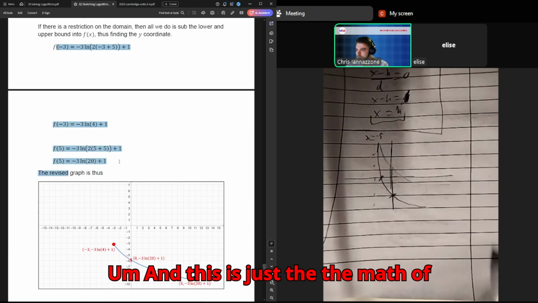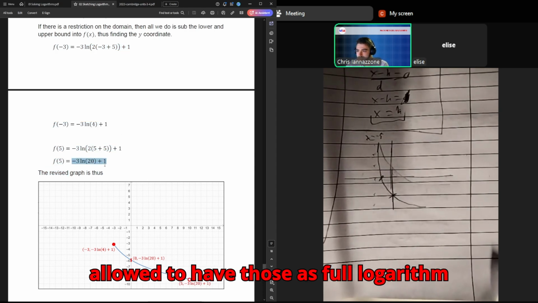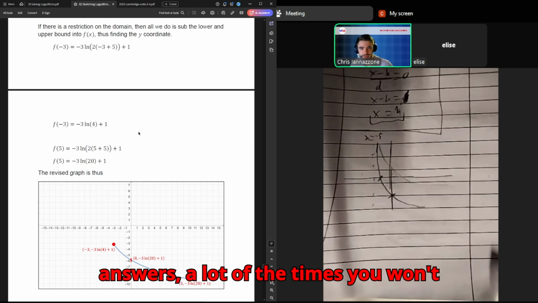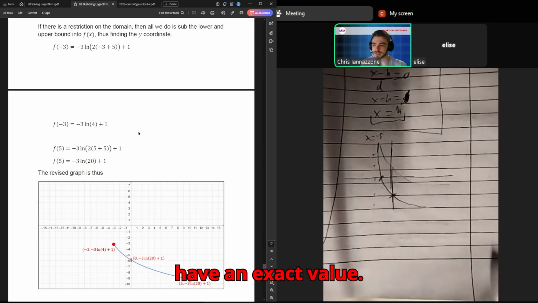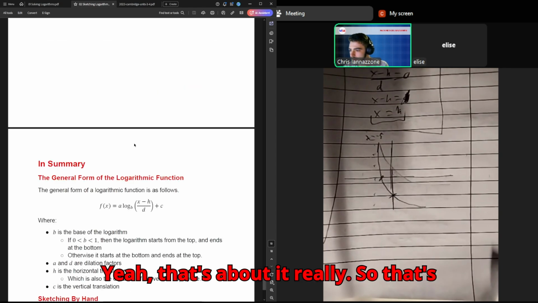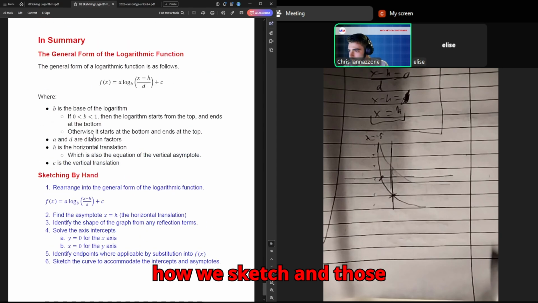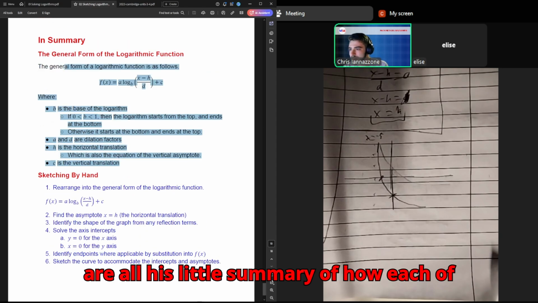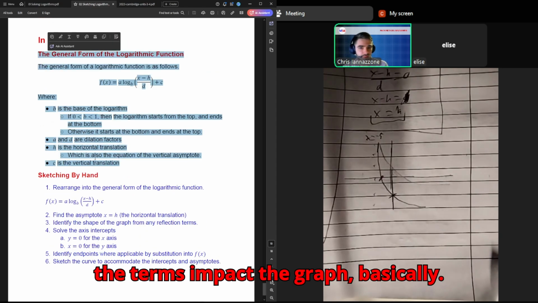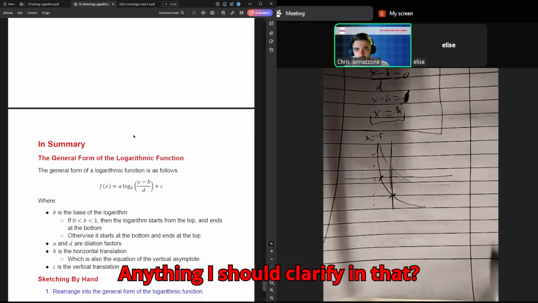And this is just the math of getting the y values. So again, you're allowed to have those as full logarithm answers. A lot of the times you won't have an exact value. That's about it really. So that's how we sketch. And those are all his little summary of how each of the terms impact the graph, basically. Anything I should clarify in that?